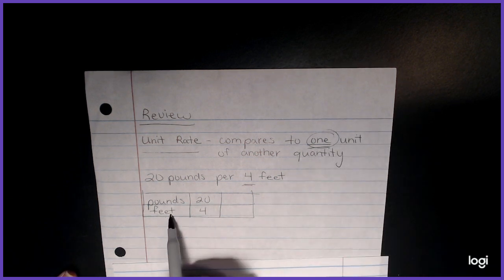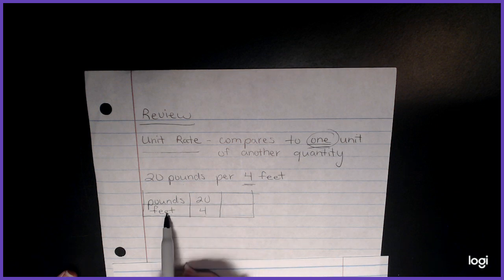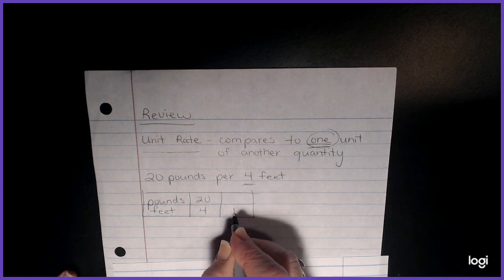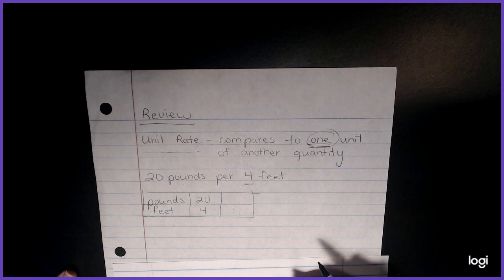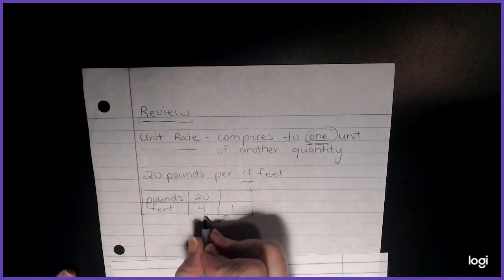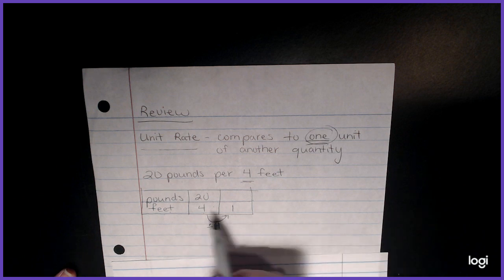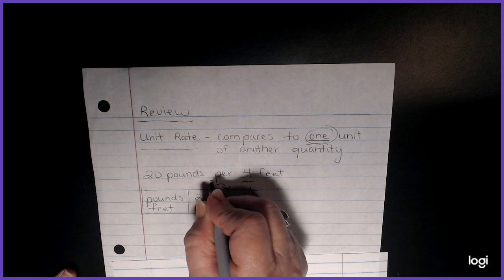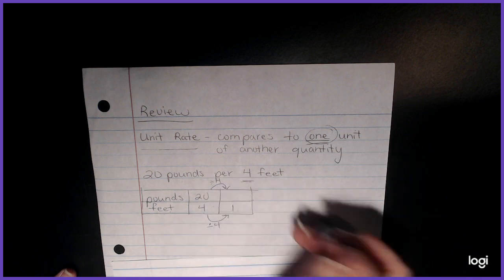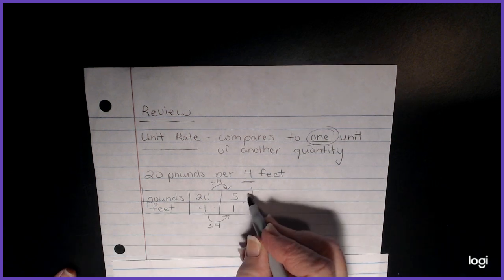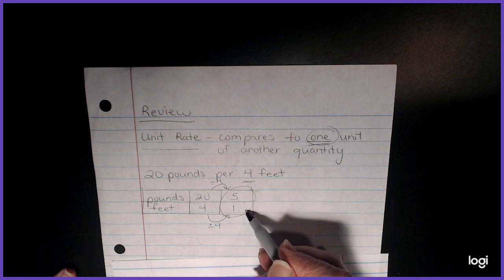We want to find the unit rate, and unit, remember, is 1. So we're going to change the 4, remember, 4 is smaller than 20. So how many pounds would that be for 1 foot? In order to go from 4 to 1, what did we do? We took 4 divided by 4. 4 divided by 4 is 1. So obviously we have to do the same thing up here, and 20 divided by 4 is 5. So our unit rate is this ratio right here, 5 to 1.